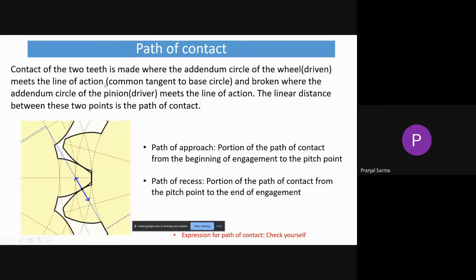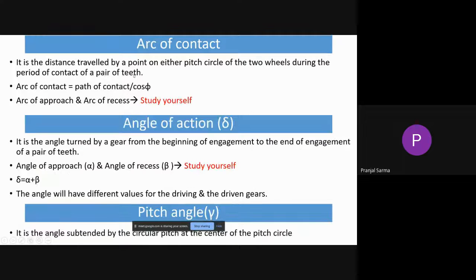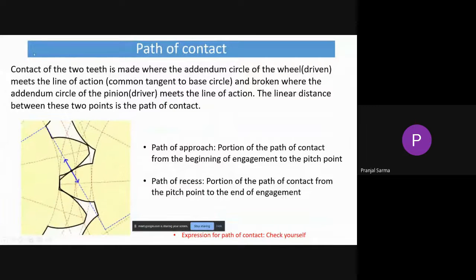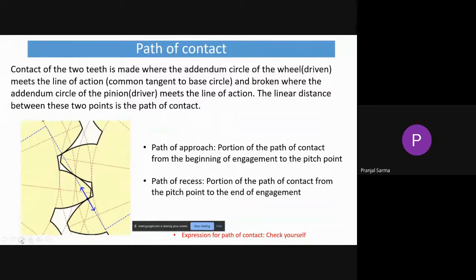Okay, so today we are going to see what we understand by path of contact, arc of contact, and what the relationships between them are. So those things we are going to discuss today. So what do we understand by path of contact?